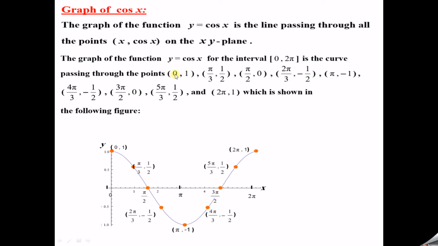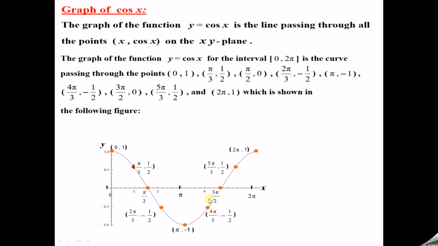So when x is 0, cosine 0 is 1. You can see using a calculator. When x is pi by 3, cosine pi by 3 is 1 by 2. Similarly, when x is pi by 2, cosine pi by 2 is 0. So y is 0. After marking these points in the xy plane, combine them by lines. So this is the graph.